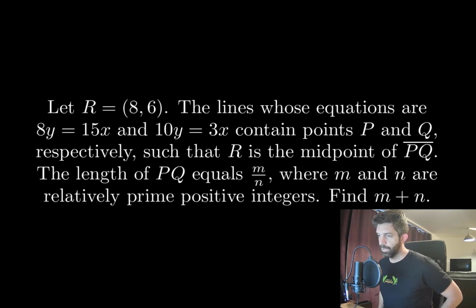Let R equal (8, 6). The lines whose equations are 8y equals 15x and 10y equals 3x contain points P and Q respectively, such that R is the midpoint of PQ. The length of PQ equals m over n, where m and n are relatively prime positive integers. Find m plus n. Okay, so the first thing that comes to mind here is we're definitely going to draw a diagram.